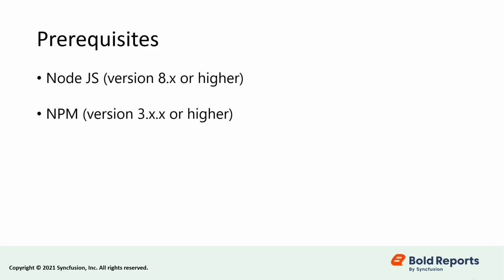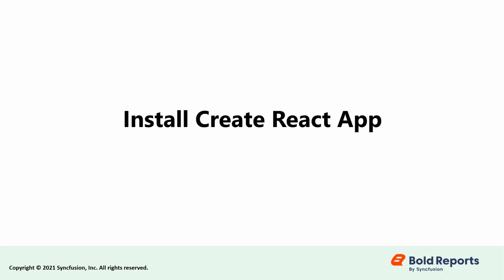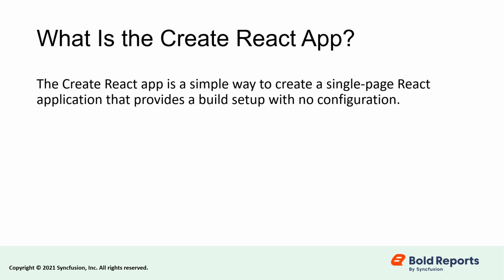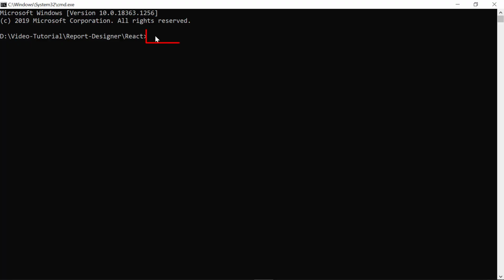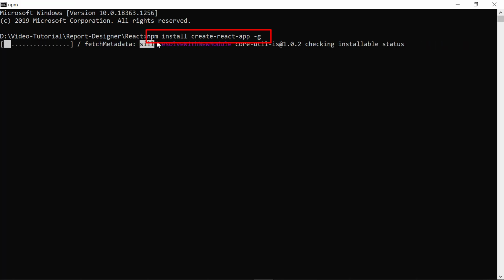Before getting started with Bold Report Designer for Web, make sure your development environment includes Node.js, version 8 or higher, and NPM version 3 or higher. First, let's install the Create React app. The Create React app is a simple way to create a single-page React application that provides a build setup with no configuration. Run this command to install the Create React app globally in the command prompt.